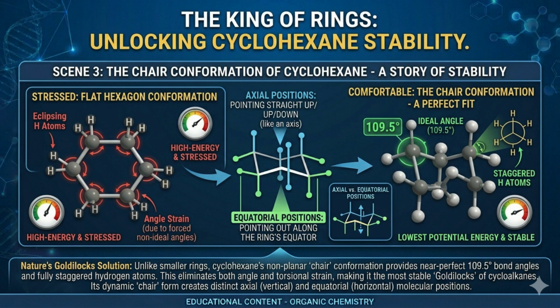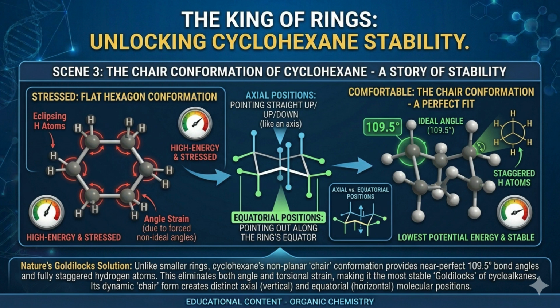Let's see axial versus equatorial positions. In this chair shape, the hydrogen atoms occupy two distinct positions. In axial positions, these point straight up or down, like the vertical axis of the Earth. In equatorial positions, these point outward, along the equator of the ring. Understanding these positions is the secret to predicting how larger groups will attach to the ring without causing new stress.